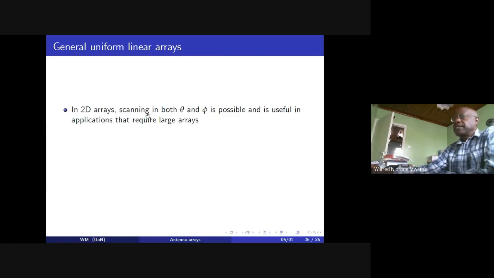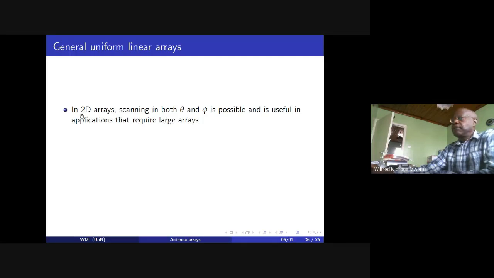So in 2D arrays, scanning in both theta and phi is as well possible, and this becomes useful in applications that require large arrays. So for example, what we were talking about, the 5G radio, the antennas will be scanning. That is, you can change the direction of the beam by just using electronic phasing of the currents that are exciting the elements in the antenna array. And it was also used in scanning radar in airports, for directing the beams towards the targets.